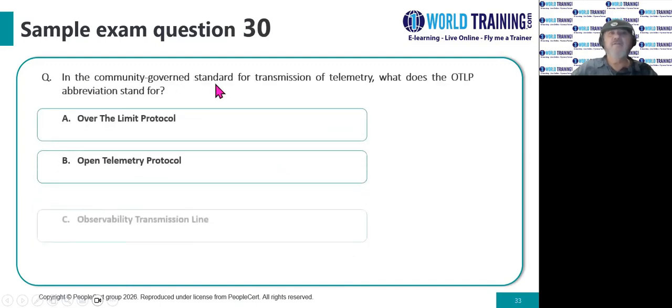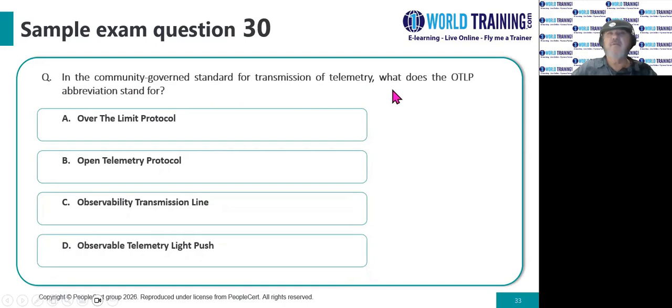In the community governed standard for transmission of telemetry, what does OTLP stand for? Over the limit protocol? No. Open telemetry protocol? Yes. B. Yeah.